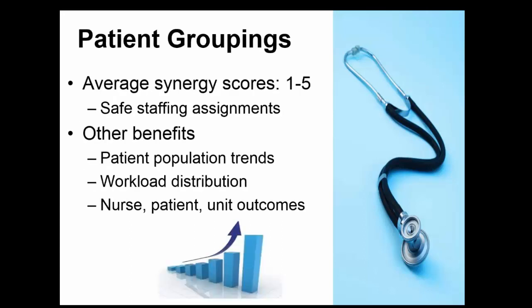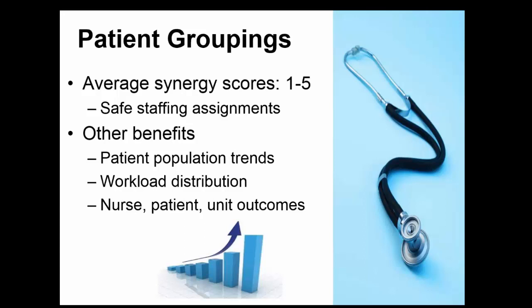One of the things that I really like about the Synergy tool, or I'll say the patient characteristics tool, is that you can average those scores. So you can get an average score over those 8 characteristics, anywhere from a 1 to a 5. You also can split it so that you get an acuity score and an average capability score per patient. It just depends what the nurses and managers want to do. But those average scores can be used for making safe staffing assignments. They can also be used shift to shift, day to day, week to week, however nurse management wants to use them to look at patient population trends. They also can use it for workload distribution.